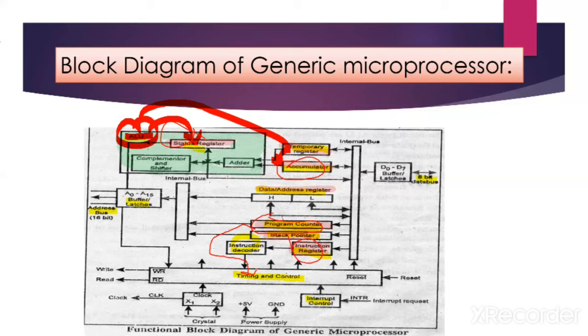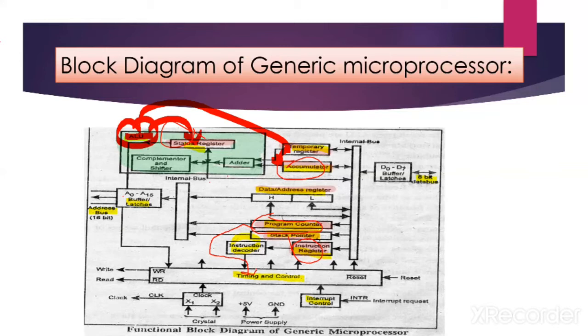Next are data or address registers. The data or address registers are 8-bit registers that can be used separately or as a combined pair. It means if you use a data register and address register separately, then they both are 8-bit registers. If you use these two registers in pair, they can be used for 16-bit data storage. They are labeled as H and L.